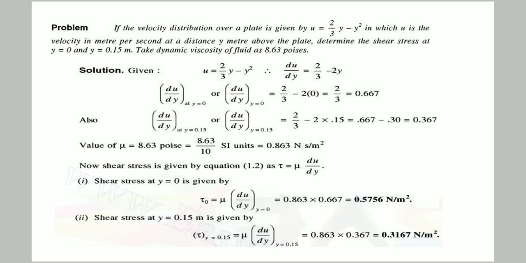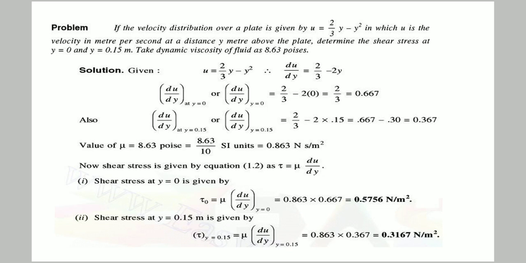Now they have given u, and we know Newton's law of viscosity, tau is equal to mu into du by dy. So u is given, so we can find the differential value, that is du by dy, and that's the first step. And by substituting at y equal to 0 and y equal to 0.15, you could get the two values, du by dy at y equal to 0 and du by dy at y equal to 0.15.